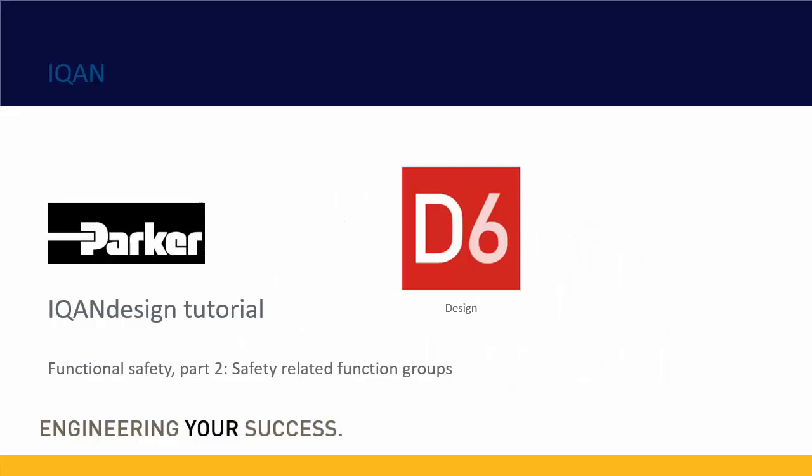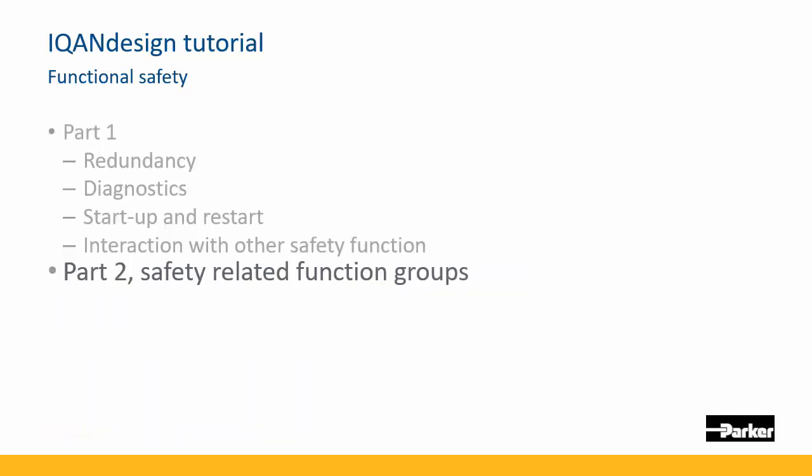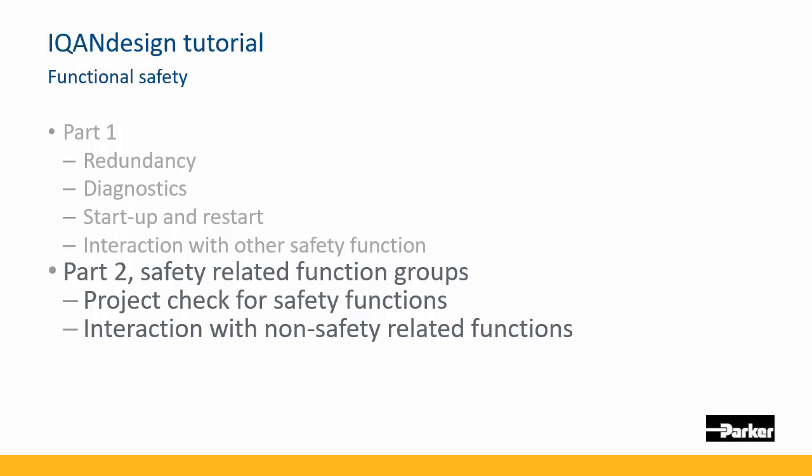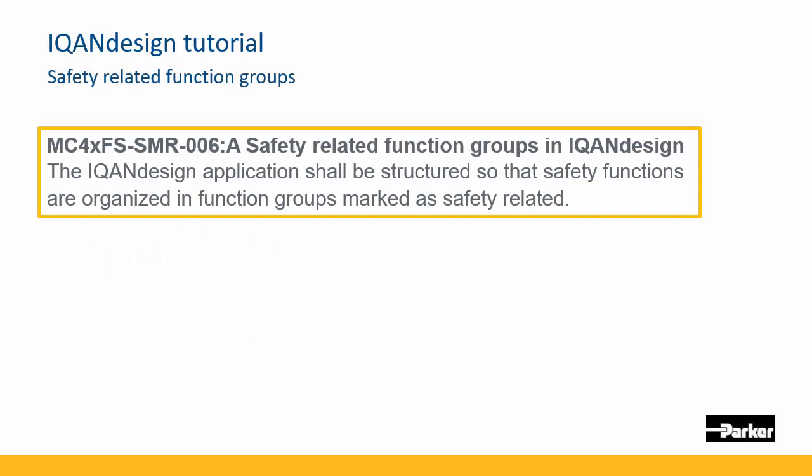Welcome to this second part of the IQANdesign tutorial about functional safety, where we're going to talk about safety-related function groups. In the previous part we looked at redundancy and diagnostics, and we also looked at interacting with other safety functions. And here we're going to look at what happens when you organize your application in safety-related function groups, how that changes the project check, and also look at how to make a good interaction between non-safety related functions and safety functions.